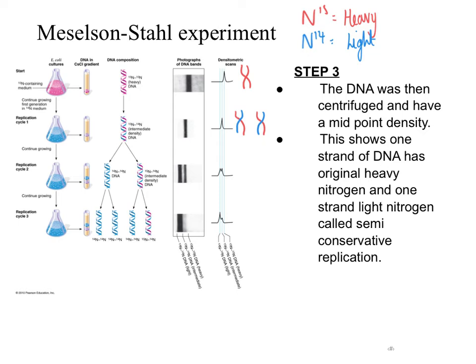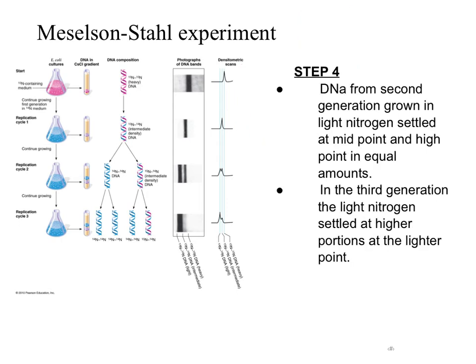Okay, the DNA from the second generation grown in the light nitrogen settled at the midpoint and the high point in equal amounts. In the third generation, the light nitrogen settled at higher portions. But when we get to the third step, we have some that are light and some that are at our midpoint. And let me go back to our drawing. So we've got our heavy, we've got our midpoint.